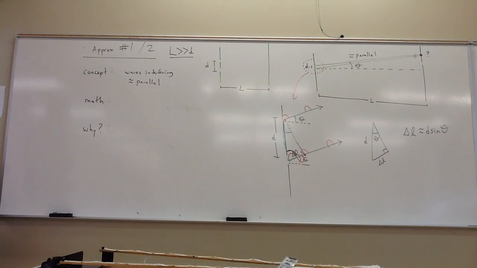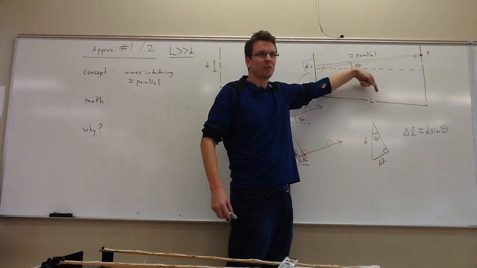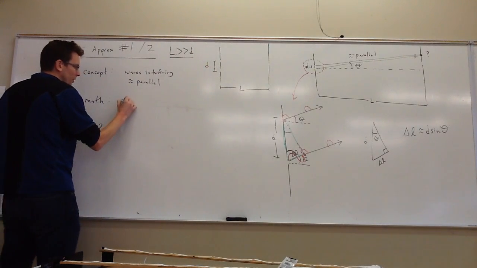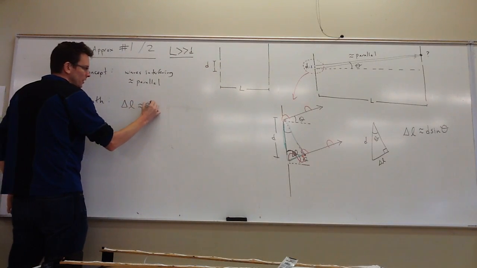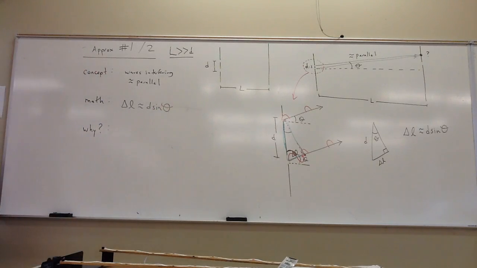So this is an amazing shortcut because it allows us to find the path difference in terms of d, which is the fixed slit separation, and theta, which is just what angle we are from the center line on the screen. So the manifestation of the math here is that we can plug in delta L is d sine theta. It's a very quick way to figure out the path difference.